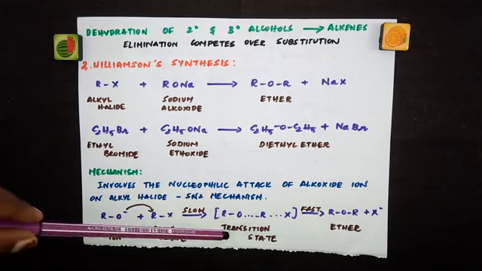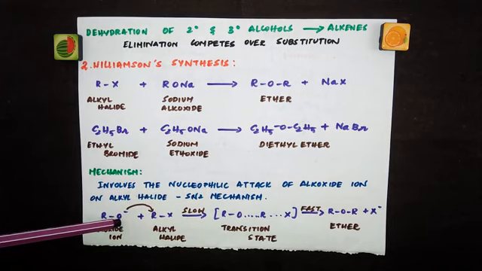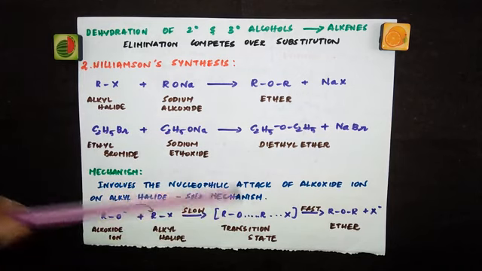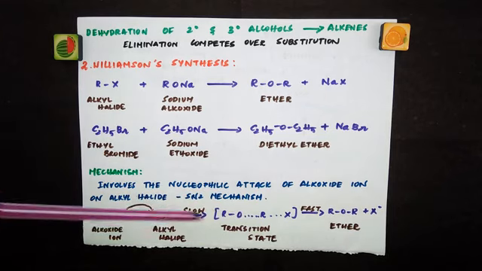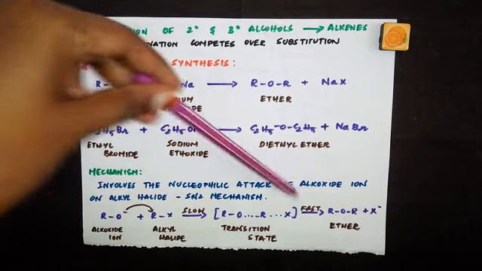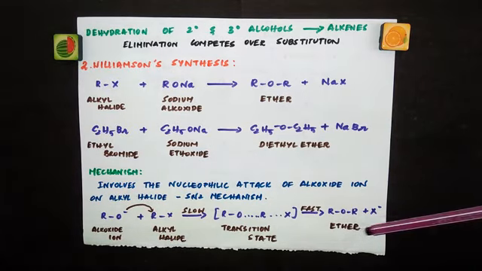So you have a transition state here. RO bonded with R and this X going out. So the bond formation and bond cleavage happens at the same time, which we call the transition state. And this is a slow step and this is the fast step. Now what do you get? Ether plus X minus. So again this reaction follows SN2 mechanism.